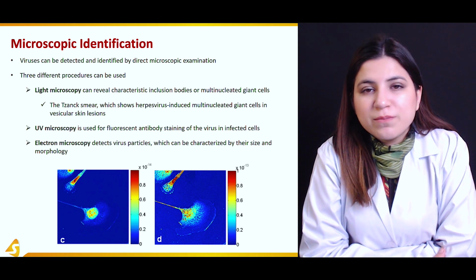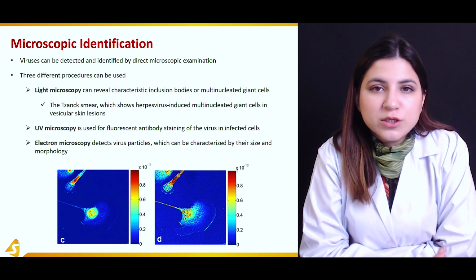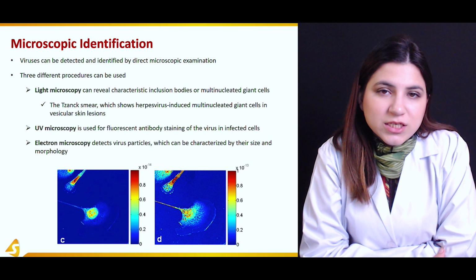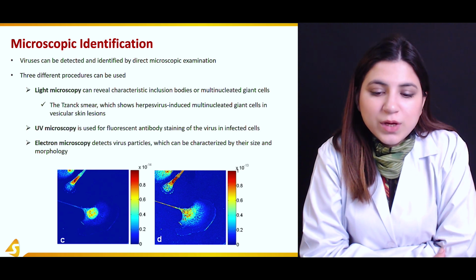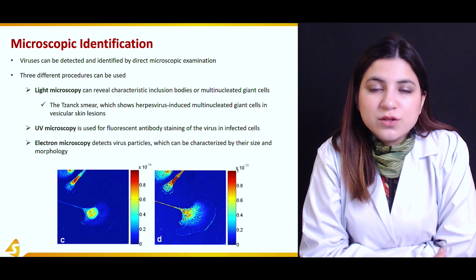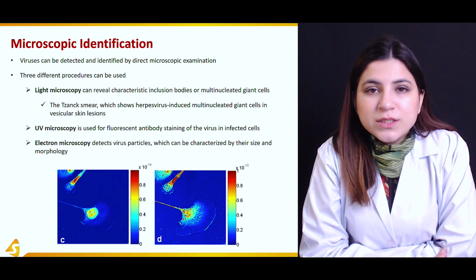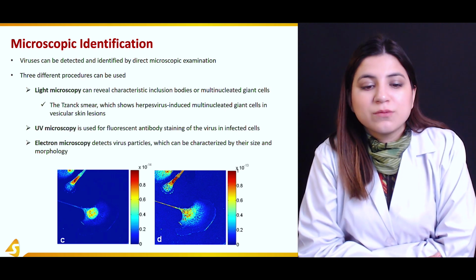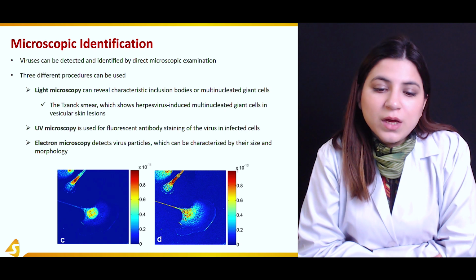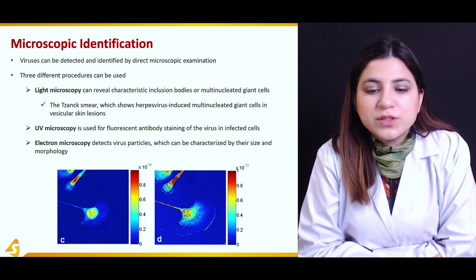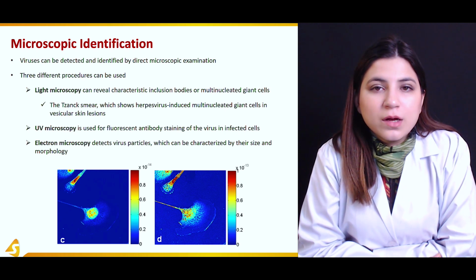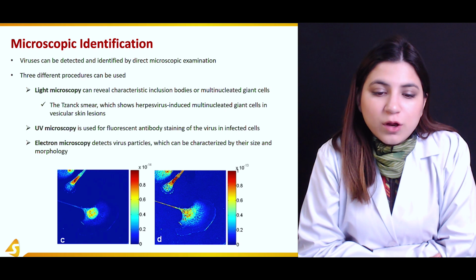The antibody is usually bound with a fluorescent signal like the green fluorescent protein, and that signal can be detected under the UV microscopy, and we can identify or detect the presence of virus in a particular sample. Then we have electron microscopy. Since electron microscopy has more resolution as compared to the light and ultraviolet microscopy, we can actually detect the presence of virus particles, and we can characterize them with the help of electron microscopy by their size and their morphology.